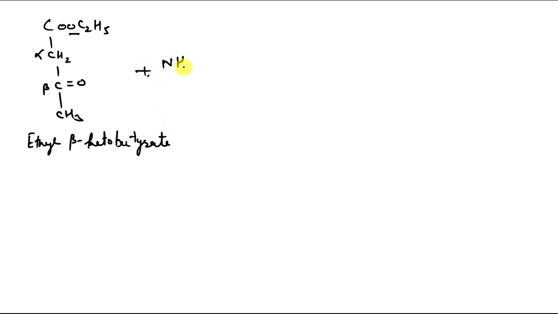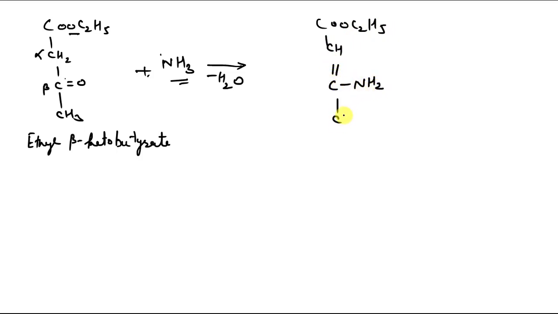Now upon reaction with ammonia, the reaction is similar to the Paal-Knorr synthesis. It will react here. We get this C-OH NH2, then there will be removal of water, OH from this carbon and hydrogen from here, so minus water will be released. What we get is COOC2H5 CH double bond C NH2 CH3. So this compound is called ethyl beta amino but-2-enoate.